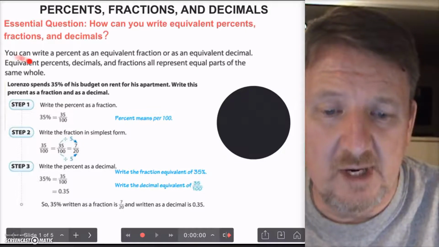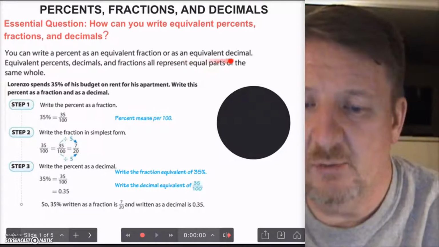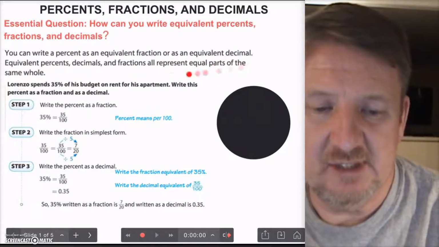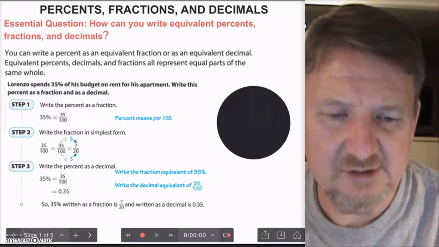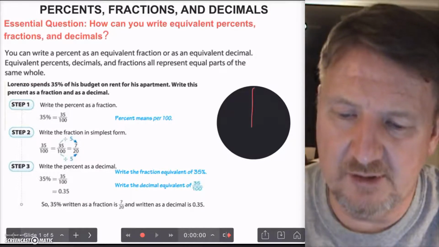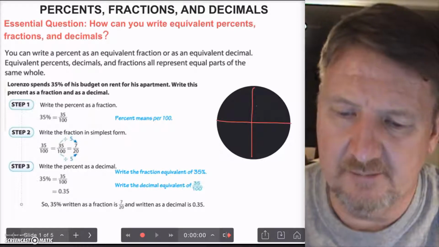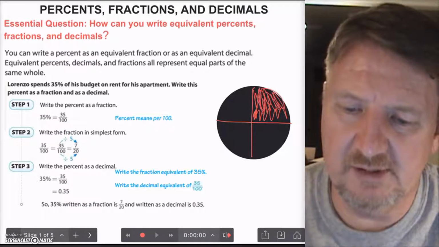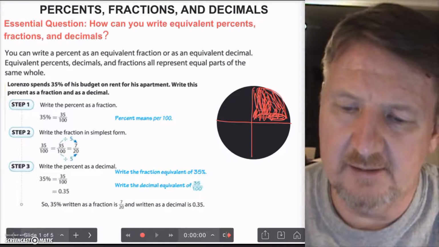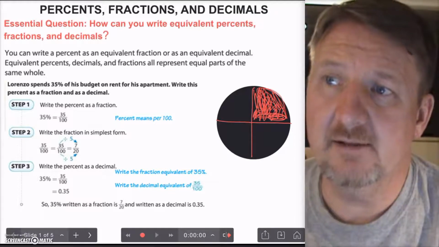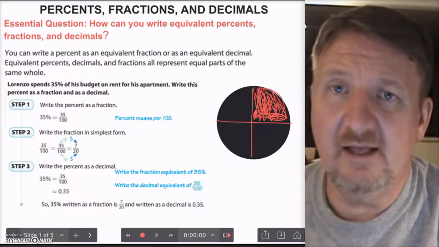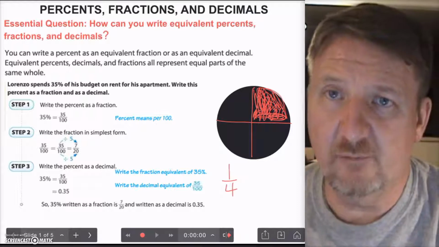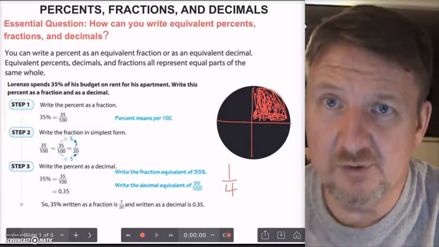You can write a percent as an equivalent fraction or as an equivalent decimal. Equivalent percents, decimals, and fractions all represent equal parts of the same whole. And just to give you a quick example, I have this circle here that I drew. Say I divided it into 4 equal pieces, let's pretend they're equal, and I shaded one of those parts in. So 1/4 of that circle is shaded, right? That's pretty obvious because I have 4 parts, one of them shaded, so 1 out of 4 is 1/4.